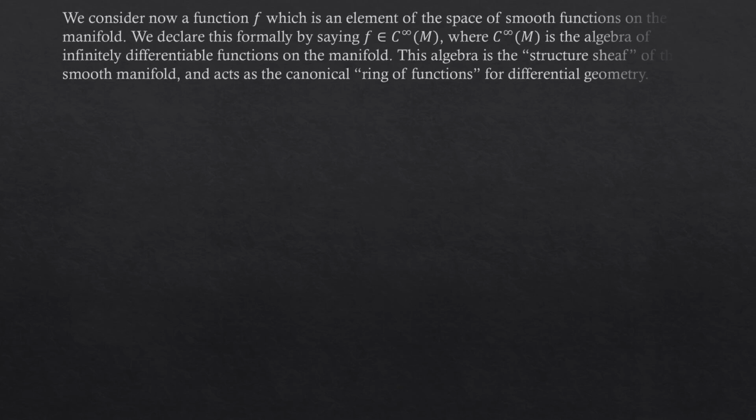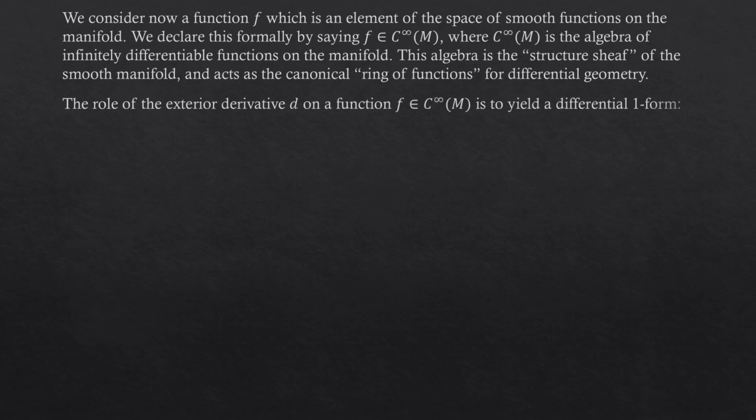We can consider now a function f, which is an element of the space of smooth functions on the manifold. We declare this formally by saying that f is an element of C infinity of M, where C infinity of M is the algebra of infinitely differentiable functions on the manifold. This algebra is the structure sheaf of the smooth manifold and acts as the canonical ring of functions for differential geometry. The role of the exterior derivative d on a function f, which is an element of this algebra of infinitely differentiable functions, is to yield a differential one-form. So we sum over all i of the partial derivative of f with respect to x_i with the exterior derivative dx_i.